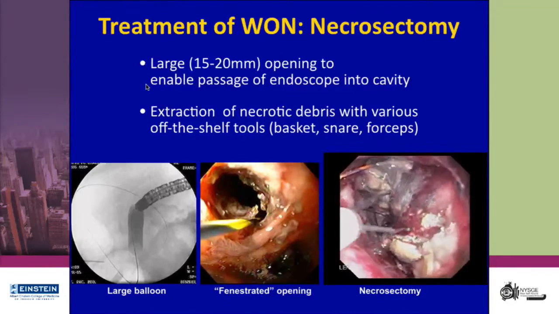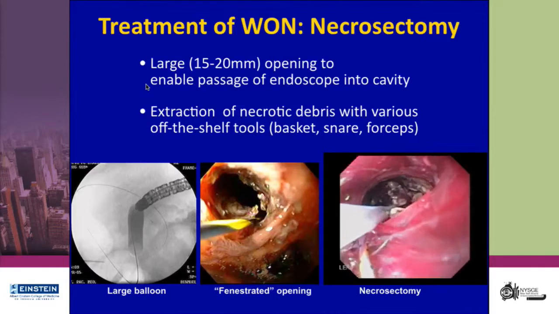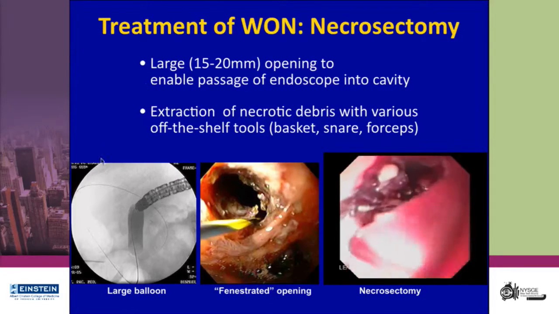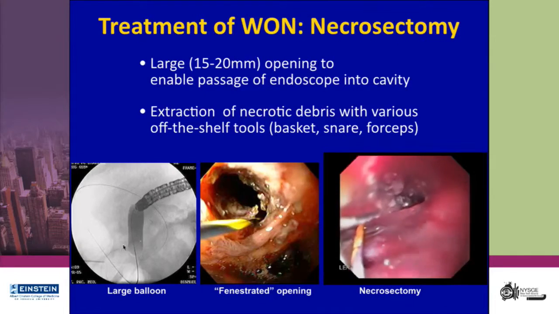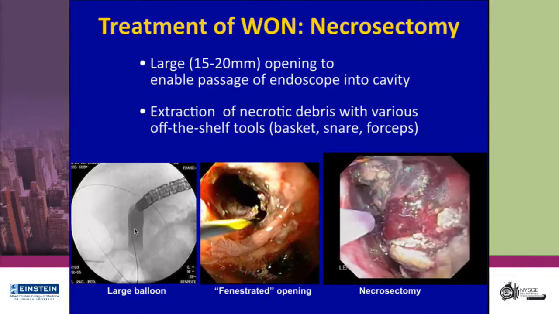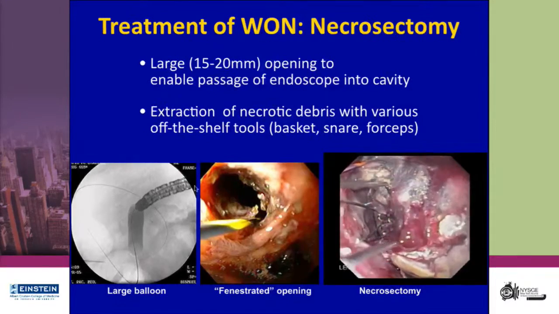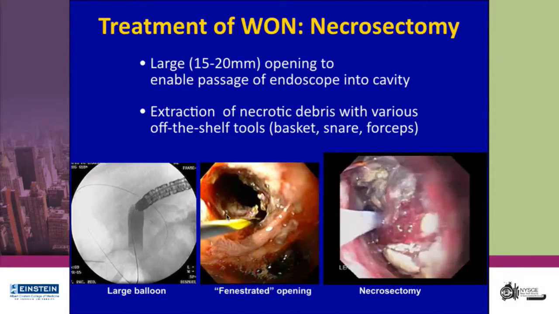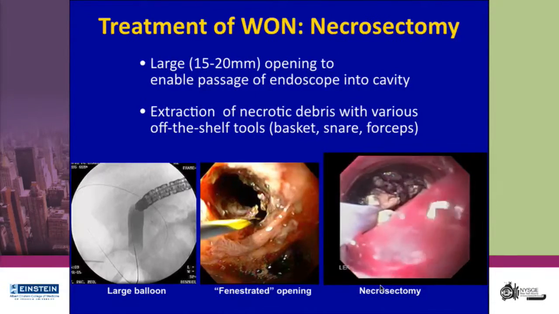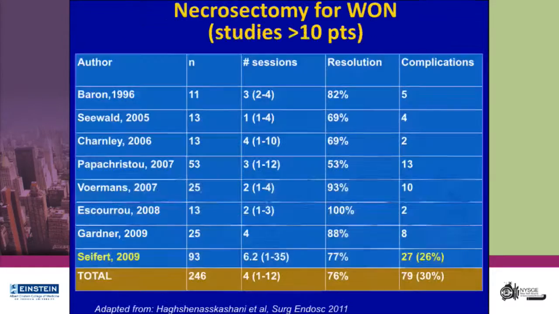And we can use various off-the-shelf tools that we use in biliary endoscopy, baskets and snares and forceps, etc. So here you can see a large balloon. This is an 18-millimeter balloon to dilate up the tract to enable us to now go into the cyst. You can see the fenestrated opening, and then here an example of using a basket to remove the necrotic contents.